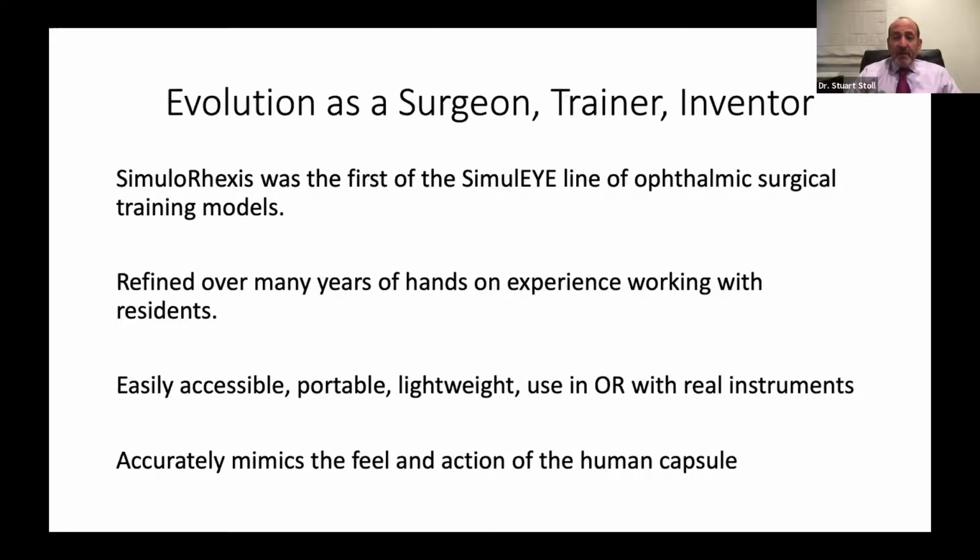And so I became an inventor just by default, and then as there was more of a need for those inventions, I became an entrepreneur and developed a whole business around it. So Simulorhexis was the first of the Simuli line of ophthalmic surgical training models, and that's what's led into this whole other line of being able to help surgeons on different things.